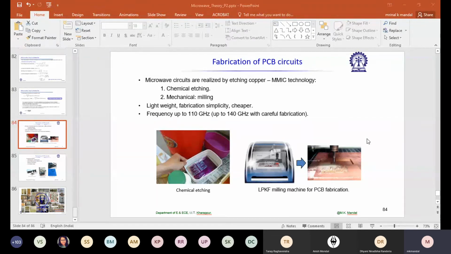Now, second step, we first use some sort of chemical which is sensitive to ultraviolet ray. So if I use ultraviolet ray on the chemical, it will change its properties.